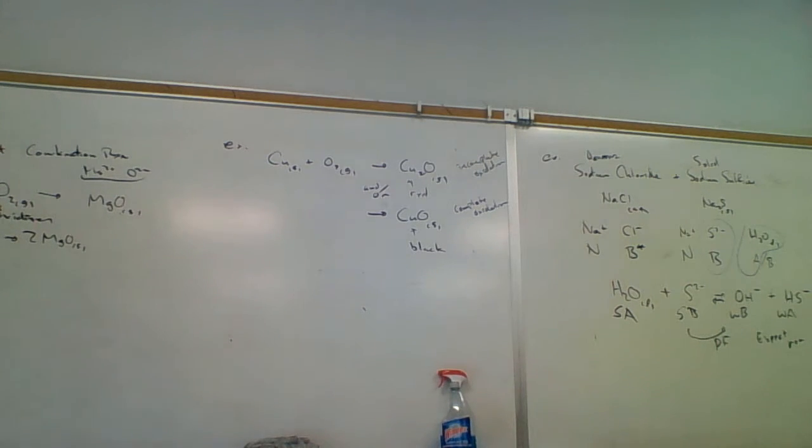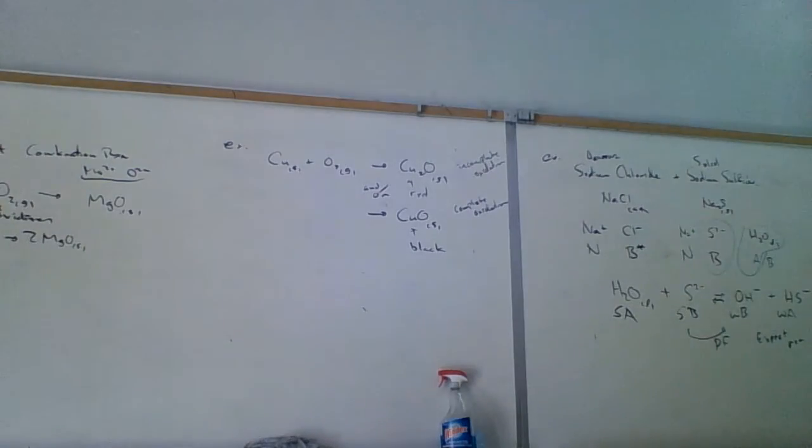What color is iron 2 oxide? Can you tell? Iron 2 oxide is black. Is that what rust normally looks like? Rust is normally black? No.